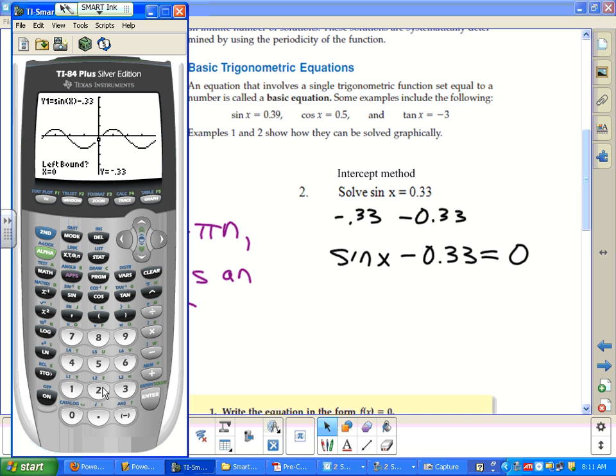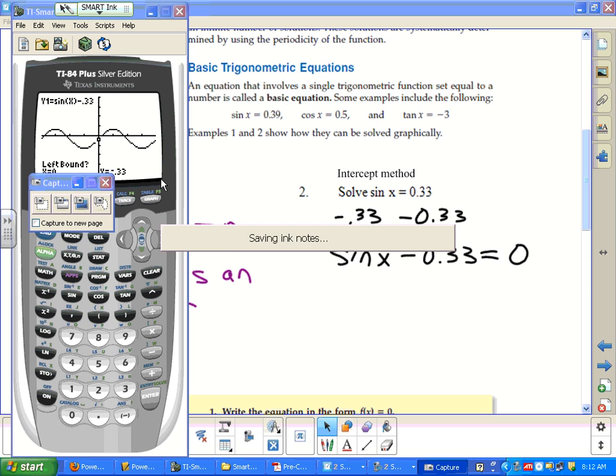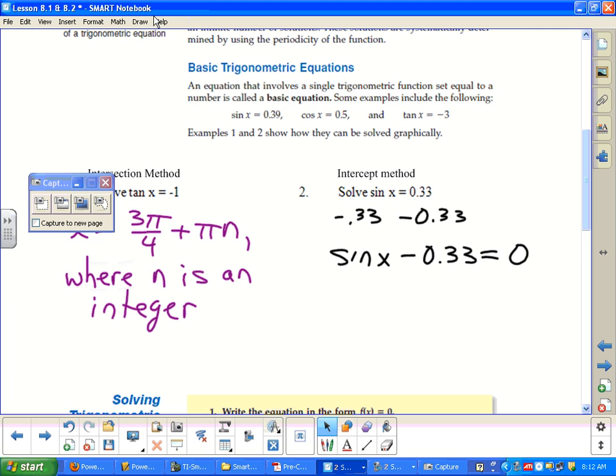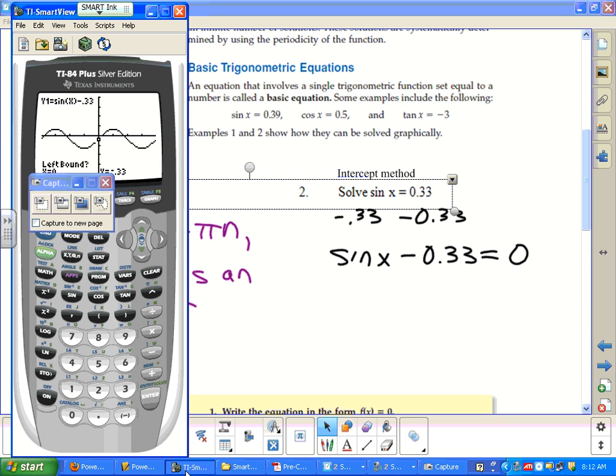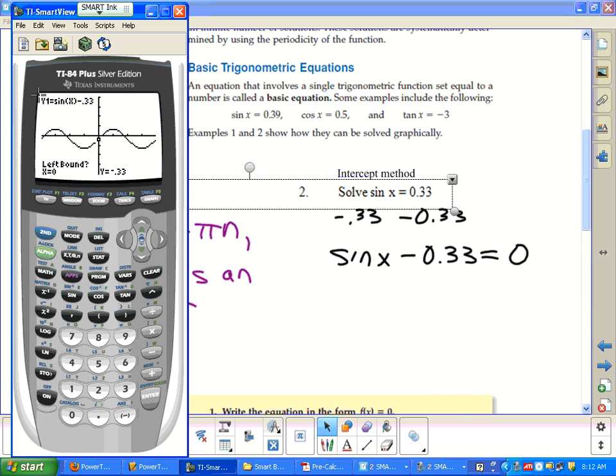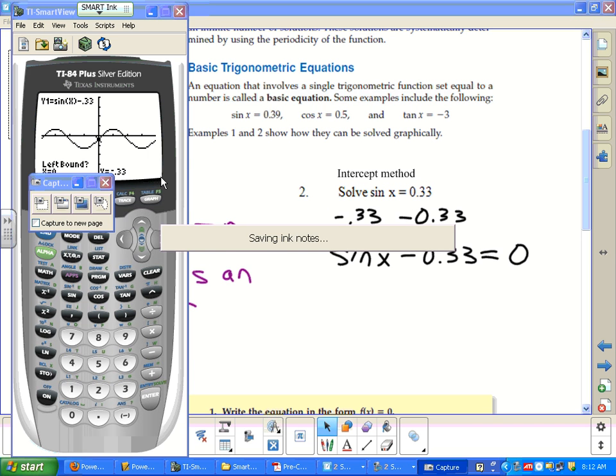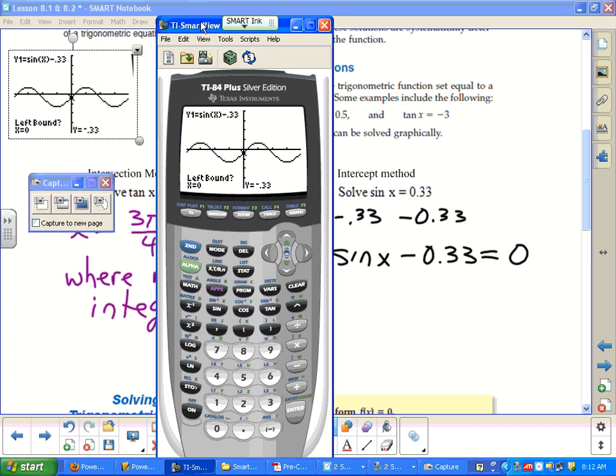So now when I'm looking for the zeros, we'll always do the ones that are in the positive area between 0 and 2 pi. Now when we're doing the equations algebraically, we'll look at it a little bit differently.